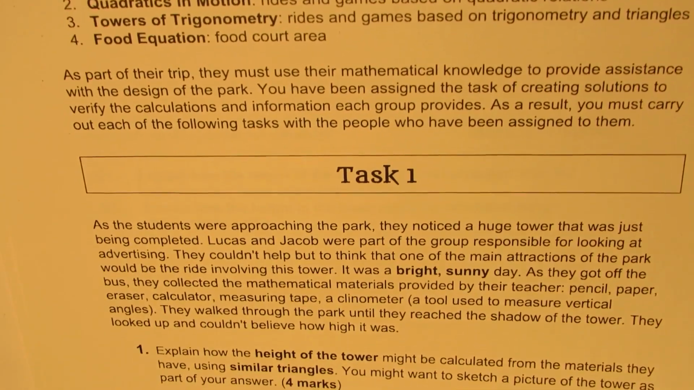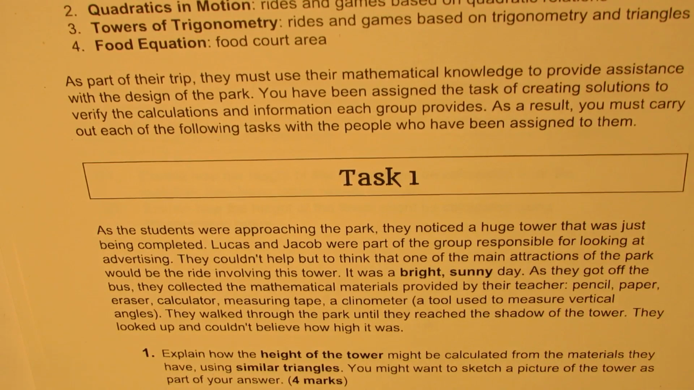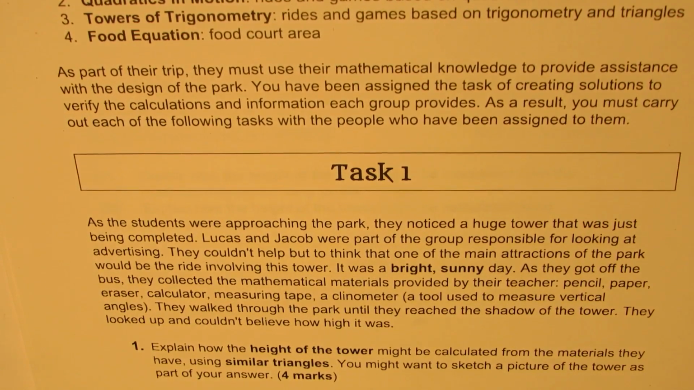It says, as the students were approaching the park, they noticed a huge tower that was just being completed. Lucas and Jacob were part of the group responsible for looking at the advertising. They couldn't help but think that one of the main attractions of the park would be the ride involving this tower. It was a bright sunny day. As they got off the bus, they collected the mathematical materials provided by their teacher: pencil, paper, eraser, calculator, measuring tape, a clinometer. A clinometer is a tool used for measuring vertical angles.